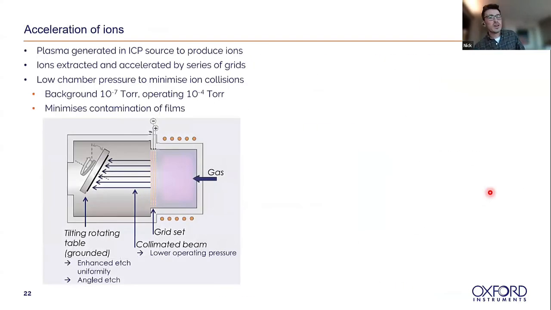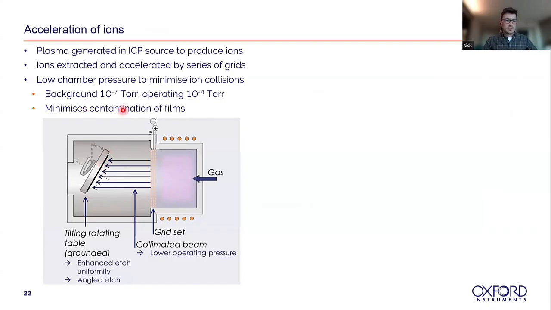So I'll go into a little bit more about how we generate these ions. You can see in a bit more detail a schematic of an ion beam etching tool in the bottom left here. We have our ICP source on the right, so this is where we generate our plasma. We have our grid set, which for our tools is typically 3 grids. And the ions are extracted from the plasma and accelerated by the grid and then incident upon the substrate, which is on the substrate holder, which, as I mentioned, can be tilted and rotated.